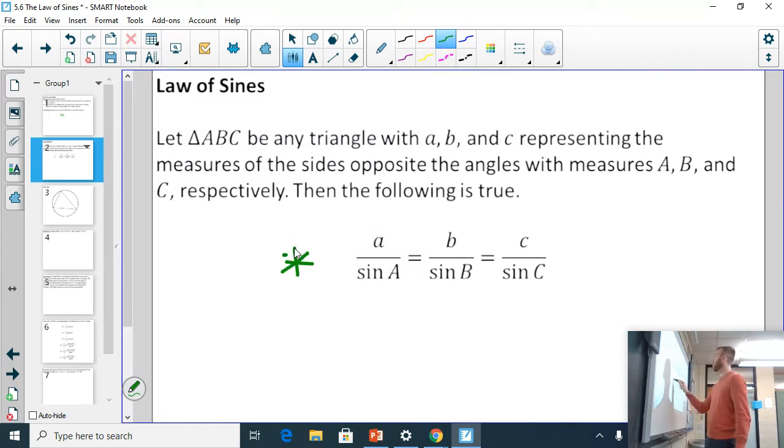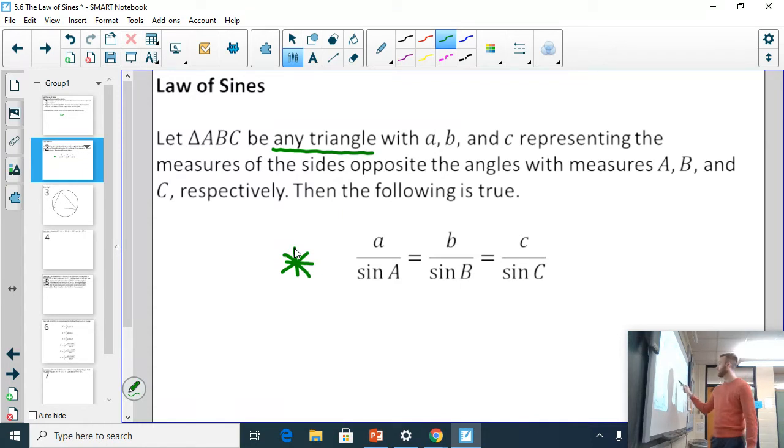something that you absolutely want to write down. So let triangle ABC be any triangle, and that's really important. Any triangle doesn't need to be a right triangle. Any triangle with a, b, and c representing the measures of the sides opposite the angles with the measures A, B, and C respectively, then the following is true.